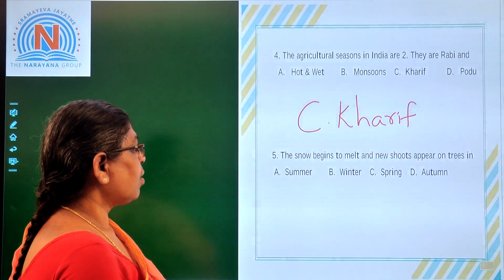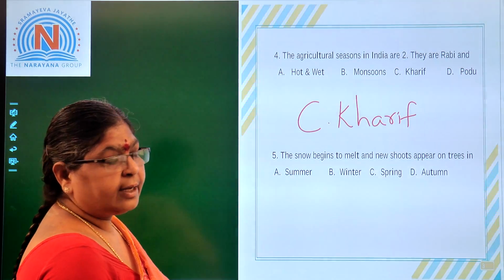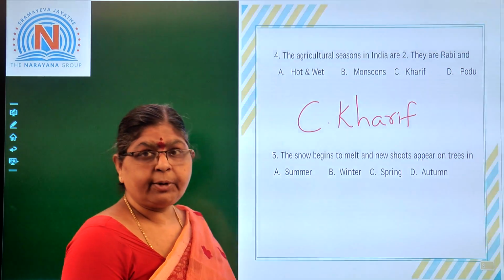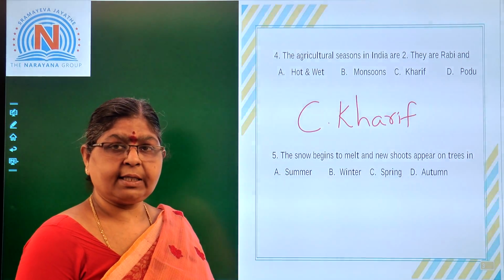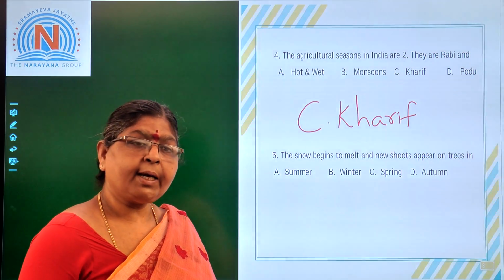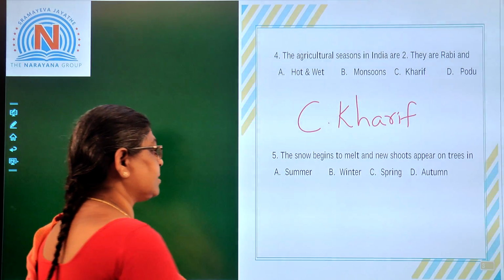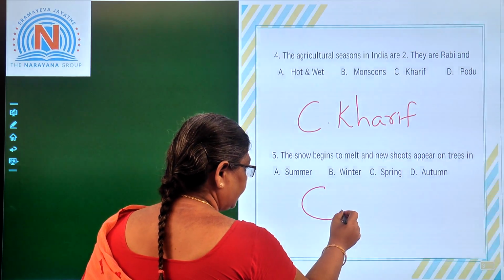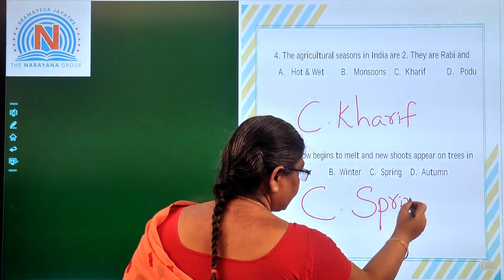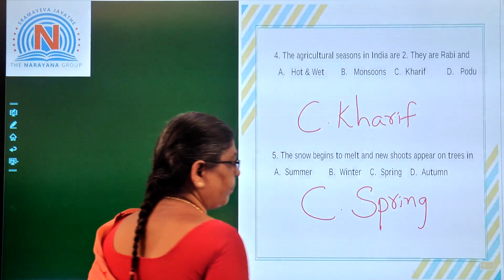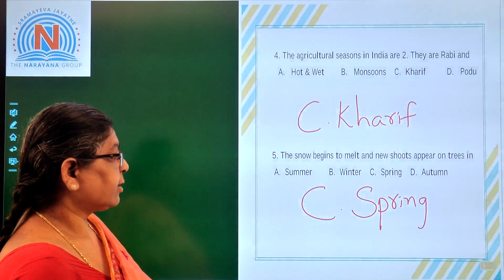Okay. Now, the snow begins to melt and new shoots appear on trees in which season? Usually in autumn it would be somewhat winter. And in winter season we cannot see the fruit coming. Summer is the agricultural season. Then spring. Spring is the right answer. Spring means the name itself is showing that the plants they start to spring up. So, option C, spring is the right answer for that question.